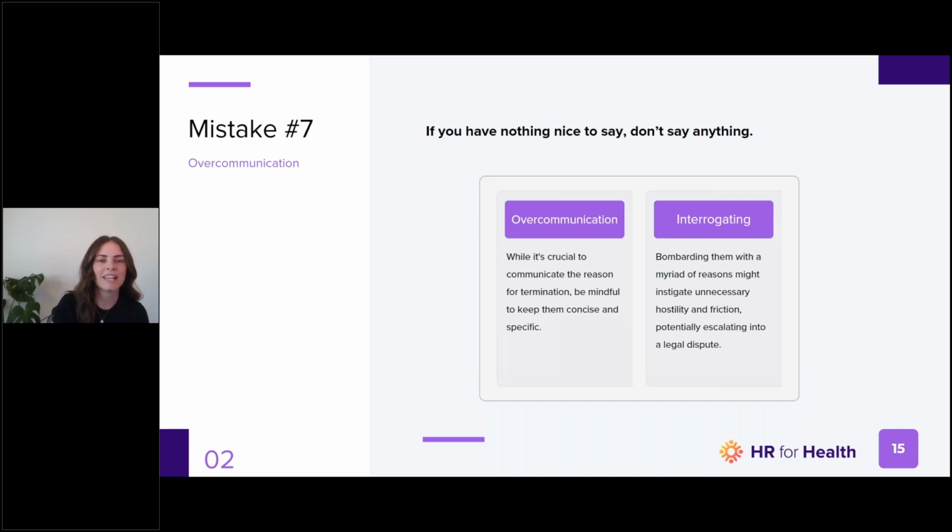Okay, number 7, over communication. So if you have nothing nice to say, don't say anything at all. It's the rule we learned in grade school, right? But when you are conducting the actual termination, so you're sitting down with the employee to tell them that they're terminated, you want to make sure that you're keeping it as concise and objective as possible. I know it can be a very emotional time.